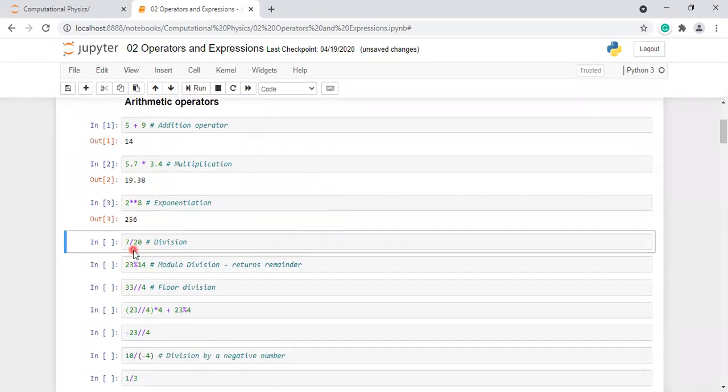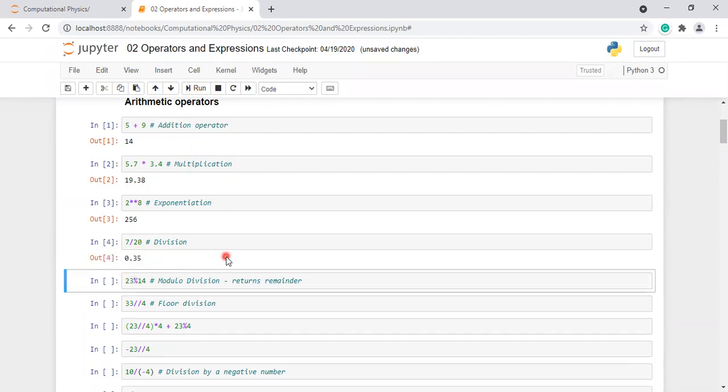Then this is the simple division operator. Slash is a simple division operator. 7 divided by 20. When we run this cell, we'll get 0.35.